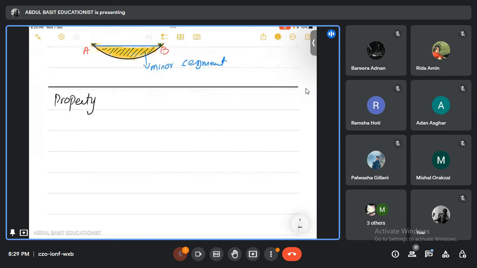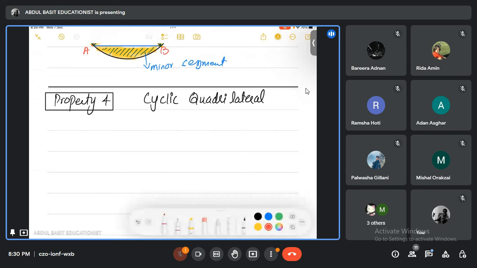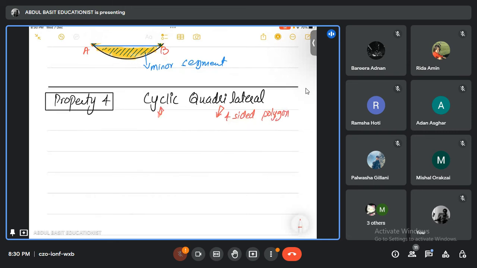So property number 3, property 4, is the property of a cyclic quadrilateral. Okay, everybody, we know that a quadrilateral is a four-sided figure. Yes or no? It is a four-sided polygon. Agree, Isa? Do you agree with this thing? And cyclic means touching the circle as well.